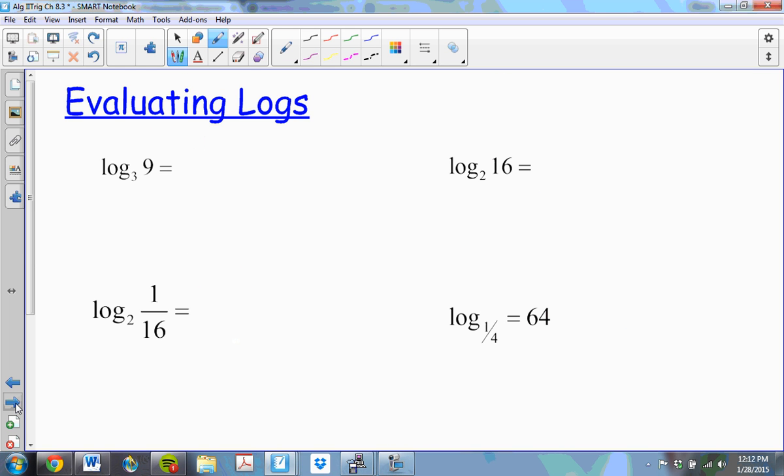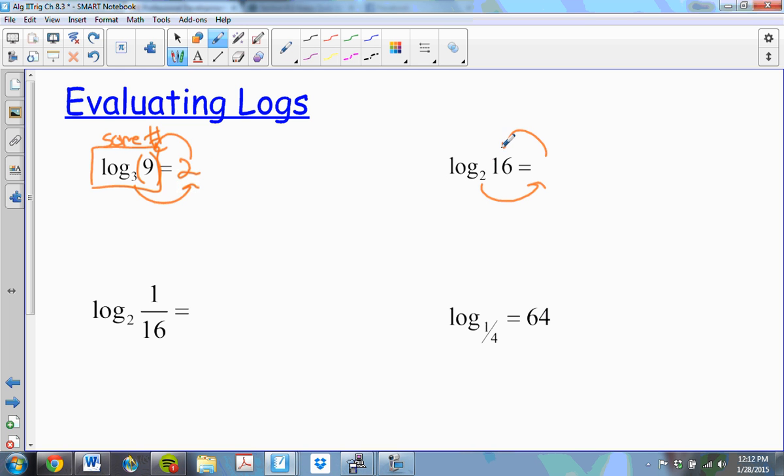Okay, we can evaluate logs. Whenever you see something like this, it just stands for some number. It's not written like a number, it's written like a weird function. Log base 3 of 9 is really a function, but it's also some number, it represents something. So the question is, 3 to what power equals 9? Well, 2. Log base 3 of 9 is just a number, 2.